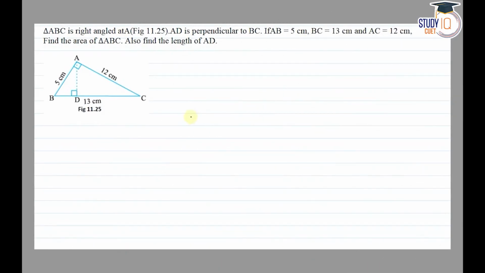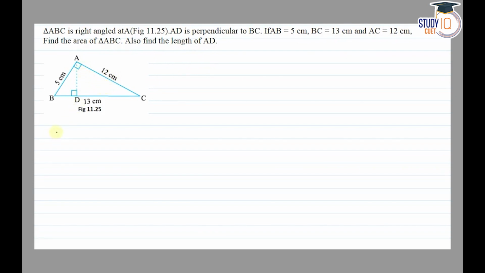Hello everyone, this question appears in class 7th NCERT chapter of perimeter and area. This is 7th question of its exercise 11.2. So the question says that triangle ABC is right angled at A, AD is perpendicular to BC. If AB is equal to 5 cm, BC is equal to 13 cm and AC is equal to 12 cm, find the area of triangle ABC. Also find the length of AD.